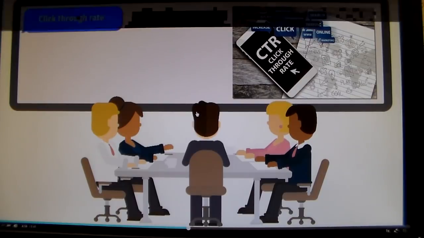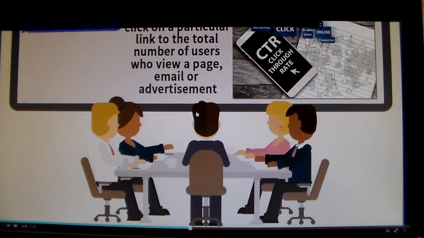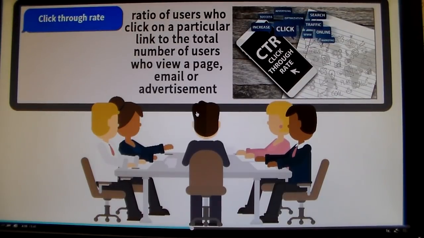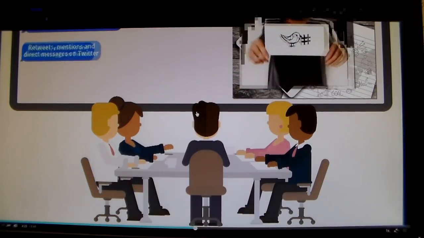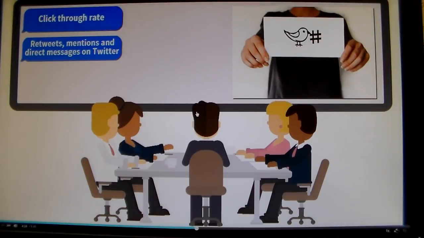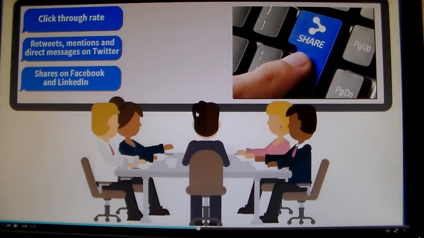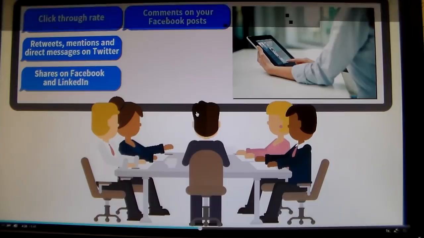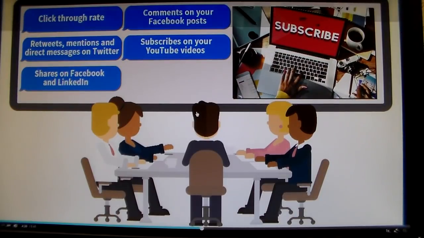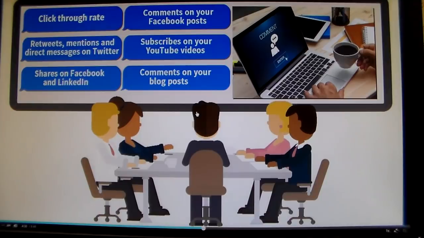Click-through rate, that is to say, the ratio of users who click on a particular link to the total number of users who can view a page, email, or advertisement. Retweets, mentions, and direct messages on Twitter. Shares on Facebook and LinkedIn. Comments on your Facebook posts. Subscribes on your YouTube videos. Comments on your blog posts.